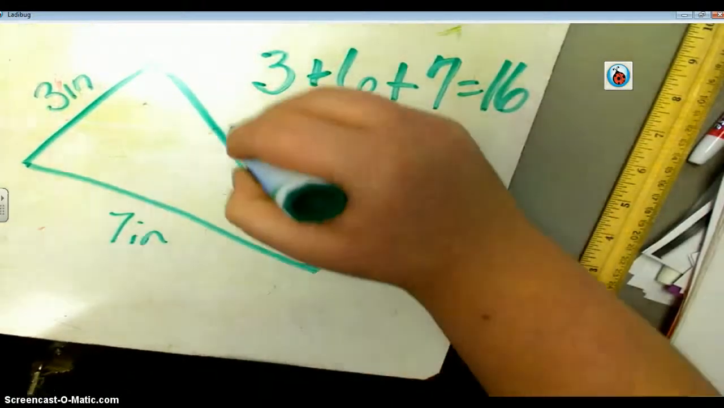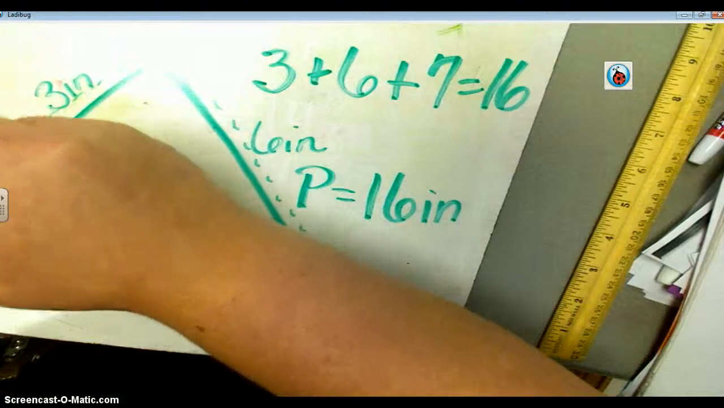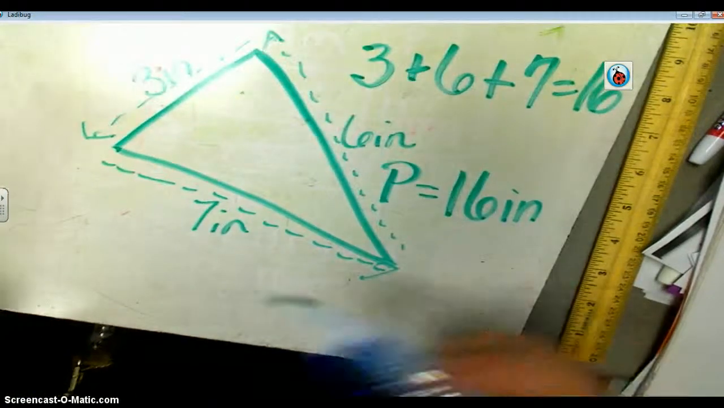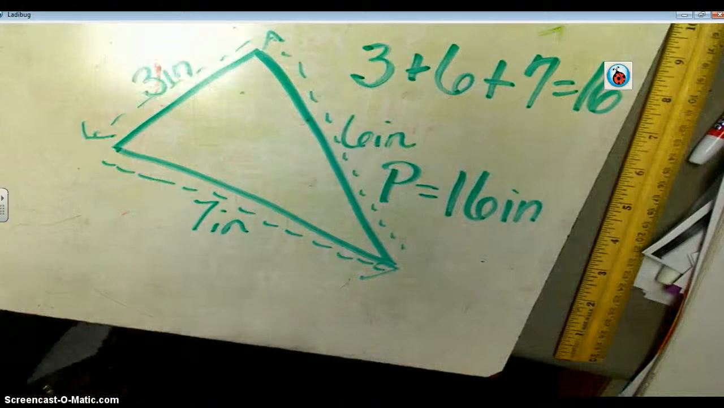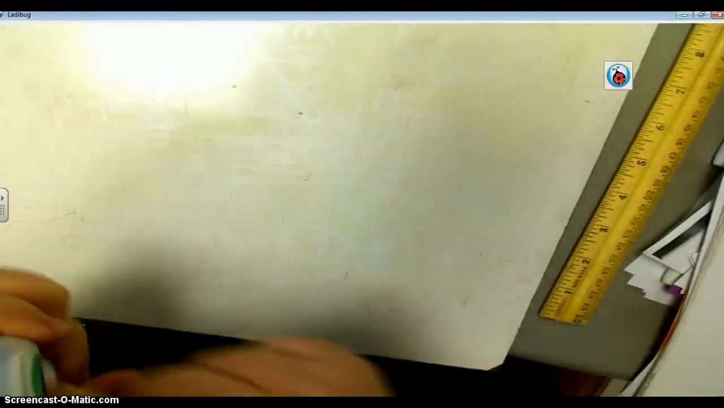Again, along the outside. Okay, distance around an object. We'll try one more example of this.